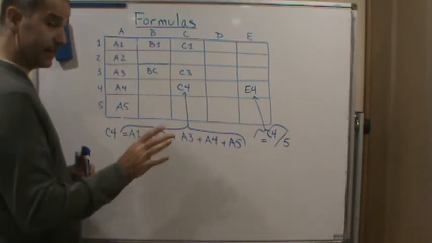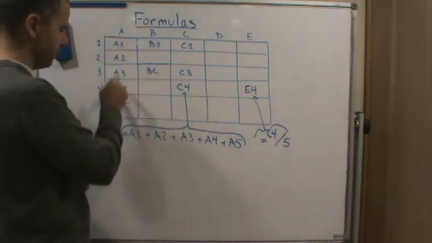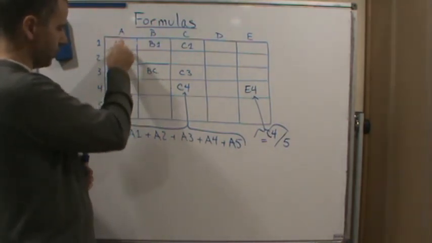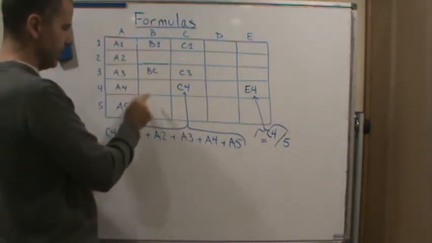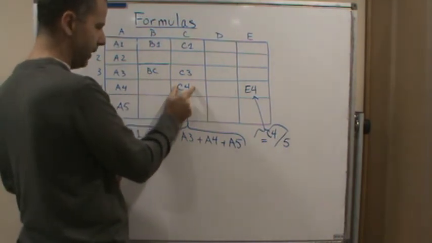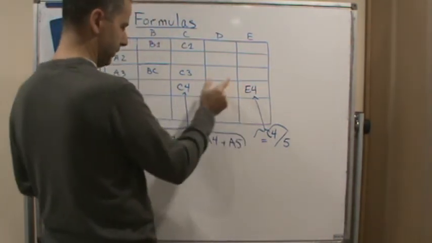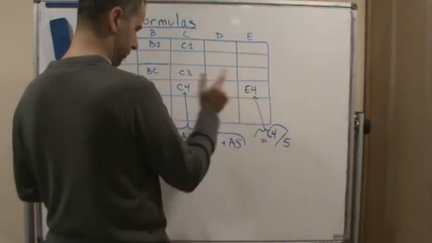So now the cool thing is, like I said, if I change any one of these numbers or 2 of these numbers, then this will update automatically and the average will update automatically. The sum and the average will update automatically.